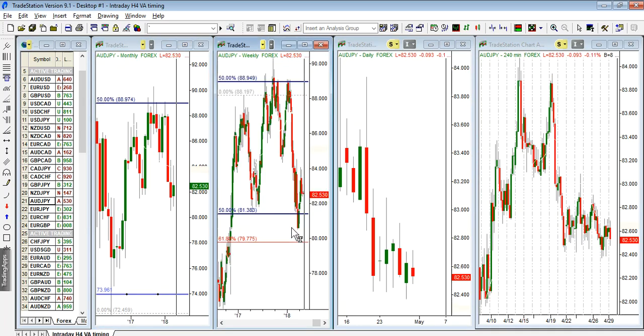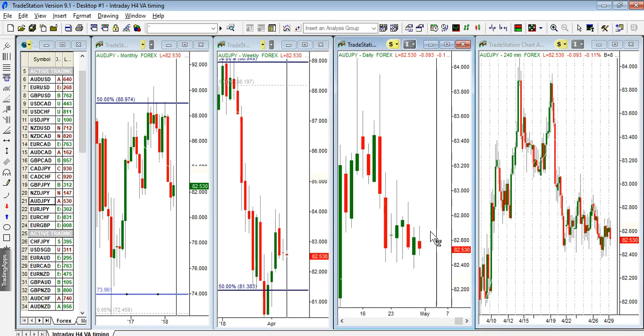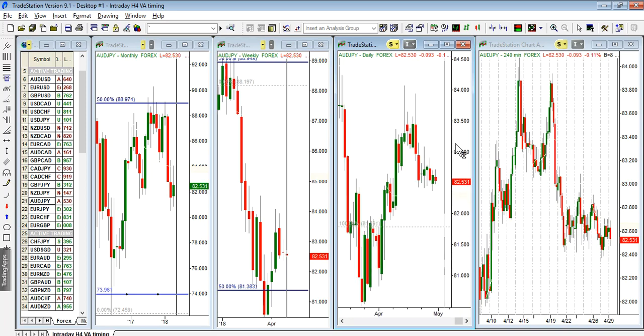The only thing that is stopping this market, as we can see here on the weekly, is that 50% long, but eventually that could be challenged by this market. Okay, challenged by price.